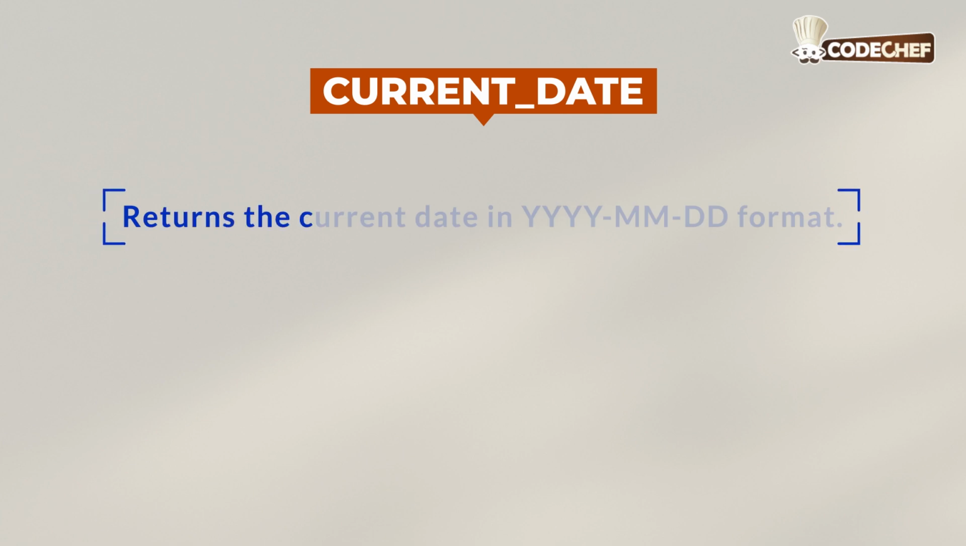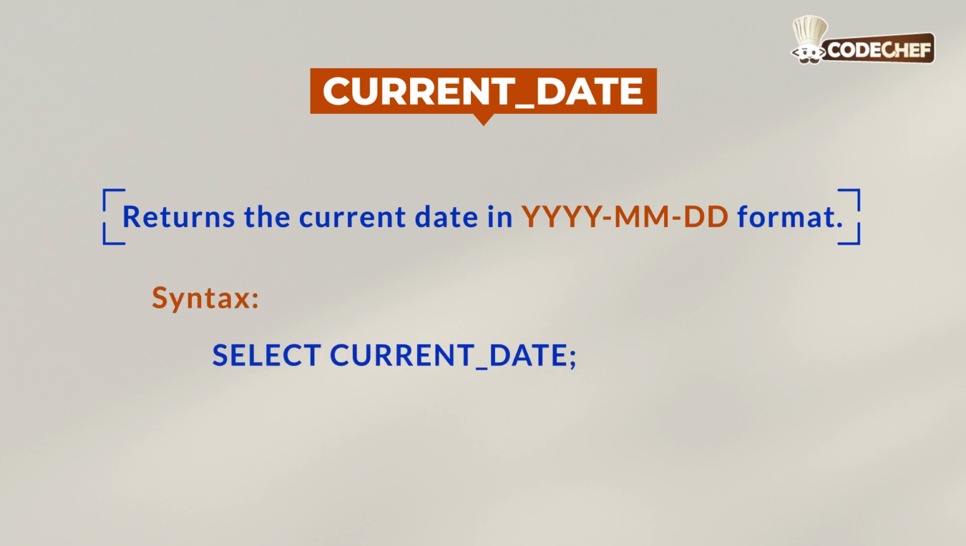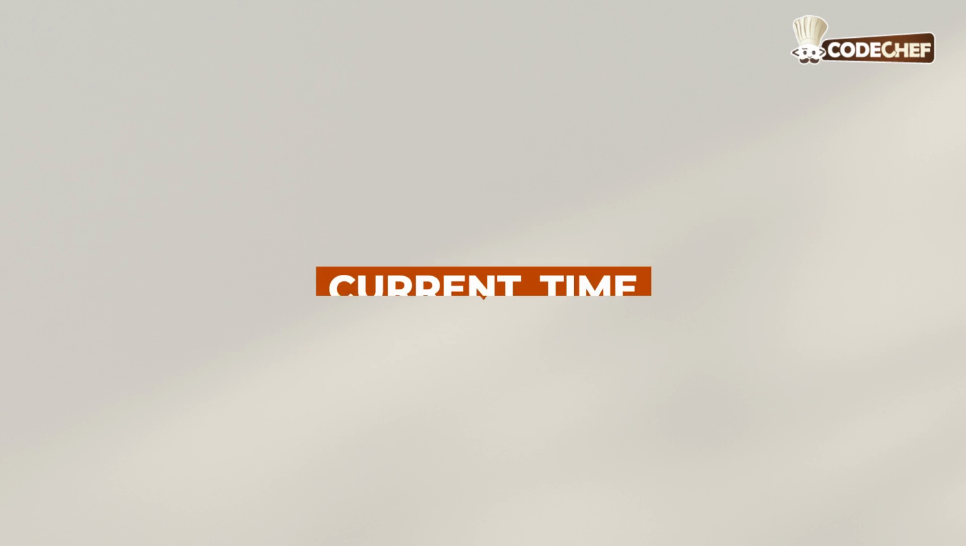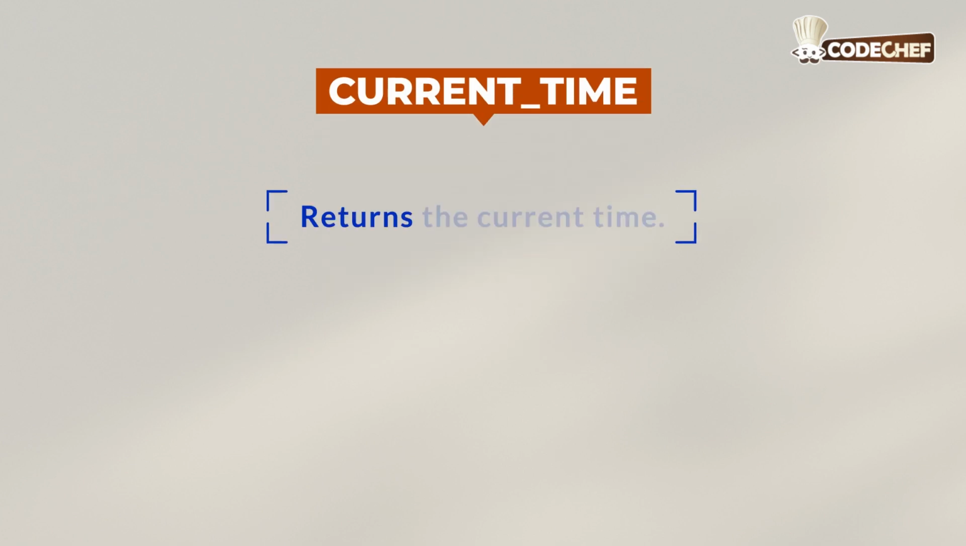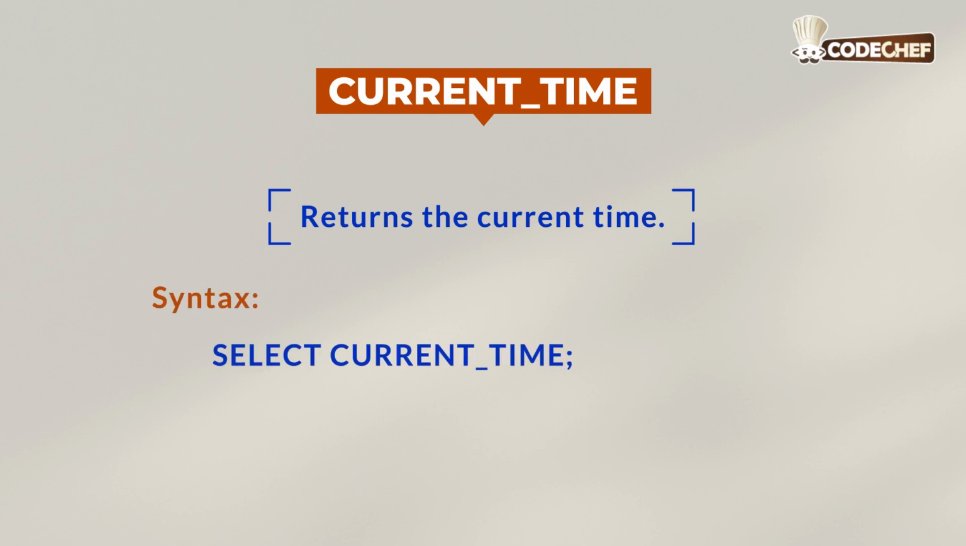Current_date function. This function returns the current date in the year-month-date format. Its syntax is select current_date semicolon. And the next function is current_time. This function returns the current time. Its syntax is select current_time semicolon.